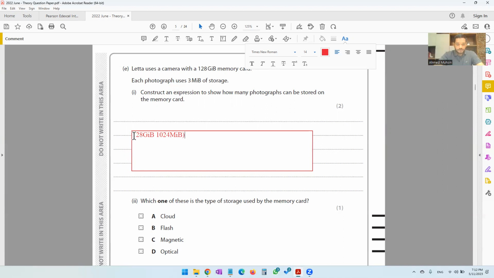Now basically what we have done is we have converted the capacity of the memory card into megabytes. The next step is to see how many photographs we can get into this memory card. Each photograph is 3 megabytes in size, so we will be dividing by 3 MiB. They have only told us to construct an expression, they haven't asked for the final answer, so we can leave our answer like this. We have taken the total capacity of the memory card. Sorry, we have to multiply, I forgot to put the multiplication symbol, and we have multiplied by 1024. So now we have the memory capacity in megabytes, and then we have divided by 3 to see how many photographs we can put into it. I hope it makes sense.